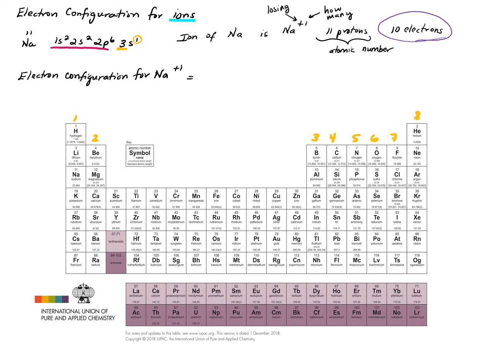So we can now write down the electron configuration for Na+1, which has 10 electrons. So we're writing an electron configuration for 10 electrons, not 11, because we have the ion with a charge of +1. 1s2, 2s2, 2p6, and we have 2 electrons, 4 electrons, plus 6, that's a total of 10 electrons.